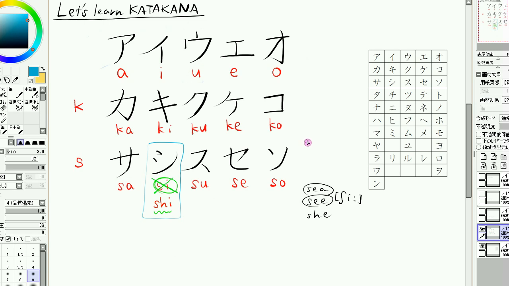Okay, so that's pretty much it for this video. But okay, let's do a little practice on pronunciation. So from the first row, just repeat after me. A, i, u, e, o. Very good. And K row, ka, ki, ku, ke, ko. And the third row is S row, which is sa and shi. Right. And su, se, so. Okay, very good.